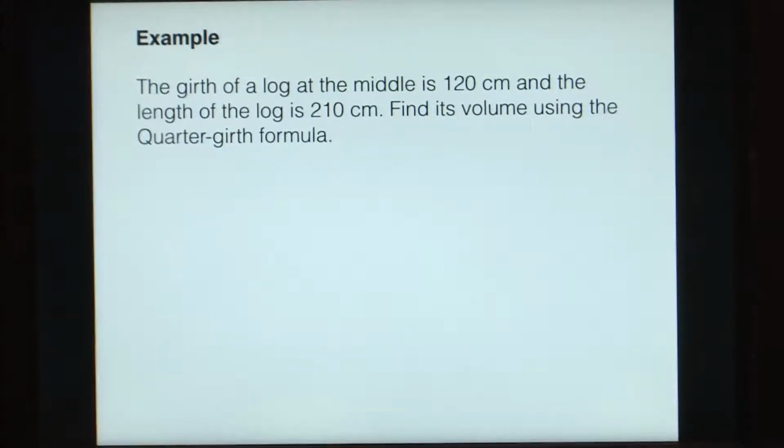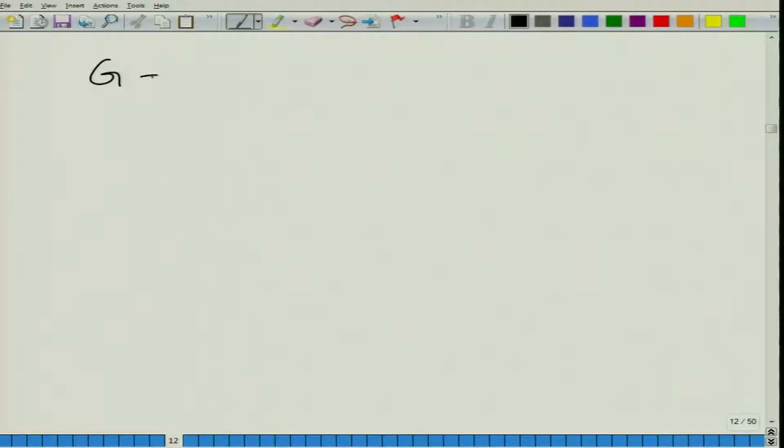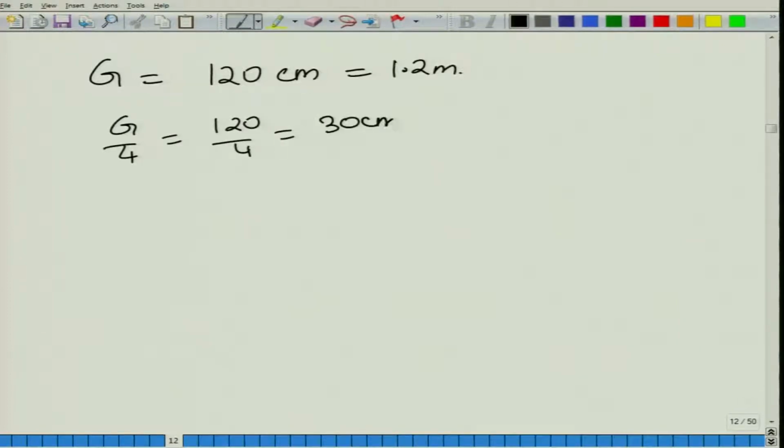It states that the girth of a log at the middle is 120 centimeters and the length of the log is 210 centimeters. We need to find its volume using the quarter girth formula. We are given the girth at the middle as 120 centimeters, that is 1.2 meters. So, what is the quarter girth? G by 4 is equal to 120 by 4, or 30 centimeters, which is 0.3 meters. The length of the log is 210 centimeters, which is 2.1 meters.